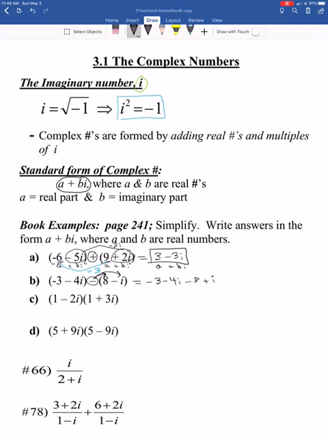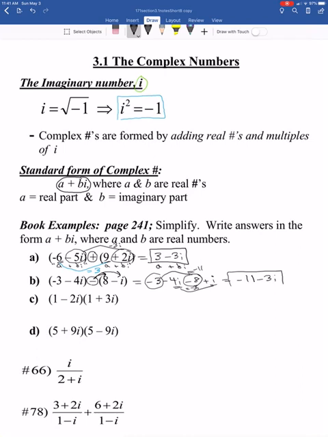And then we can combine our like terms. We have the -4i and i, which is -3i. And we have the -3 and the -8, which add up to -11. So in the end, we end up with a standard form complex number of -11 minus 3i.